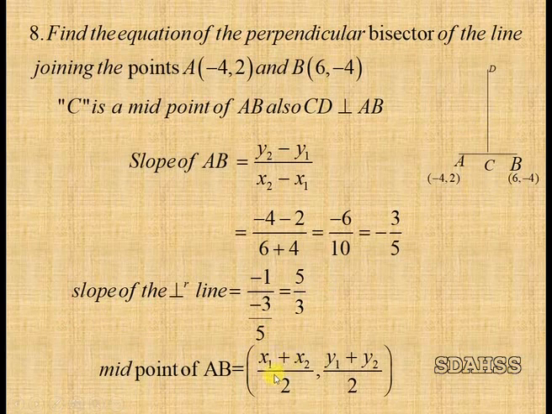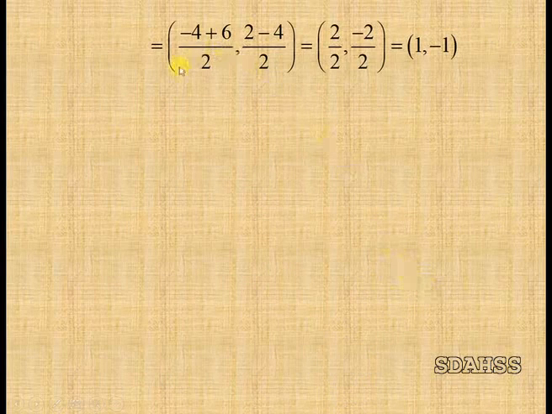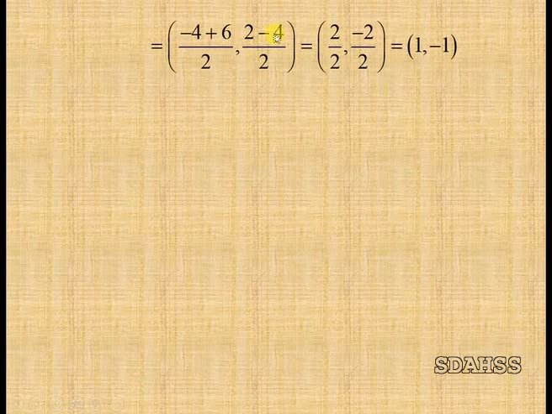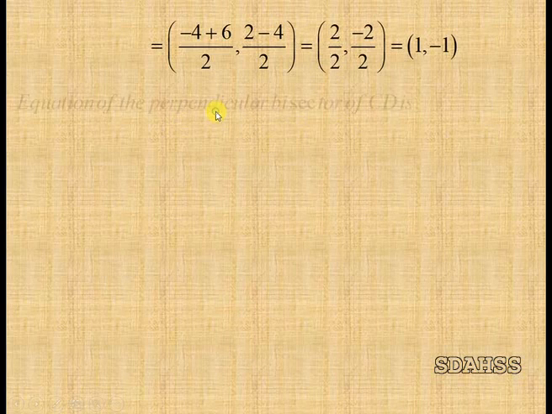Midpoint is x1 plus x2 divided by 2, comma, y1 plus y2 by 2. Substitute the values in the formula. So you have minus 4 plus 6 by 2, comma, 2 minus 4 divided by 2. Minus 4 plus 6 is 2 divided by 2. 2 minus 4 is minus 2 by 2. Cancel by 2. So you have 1 comma minus 1.